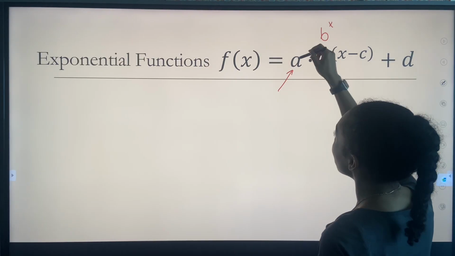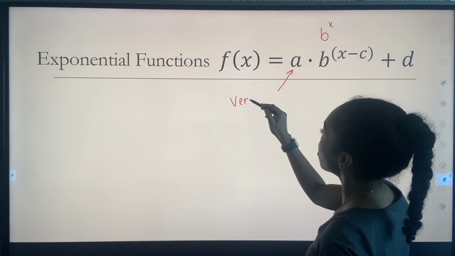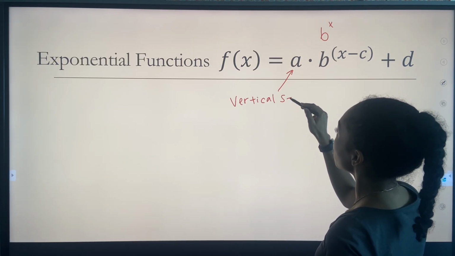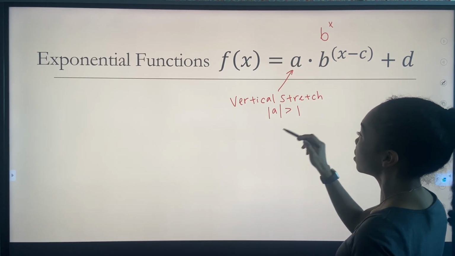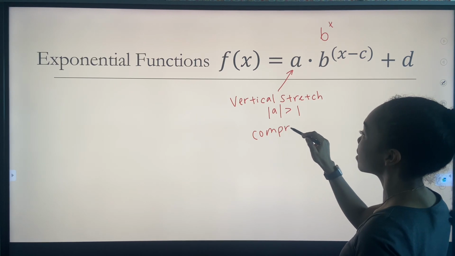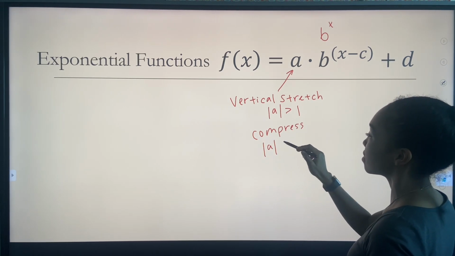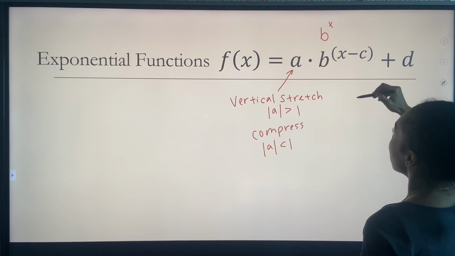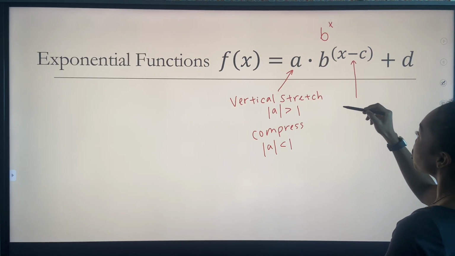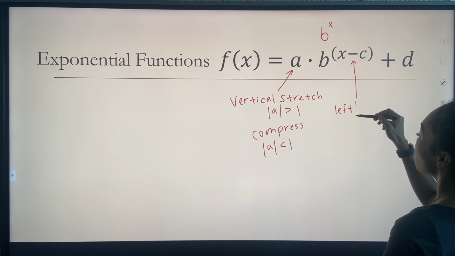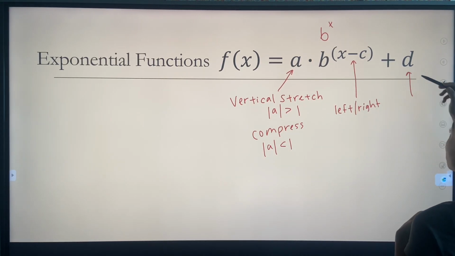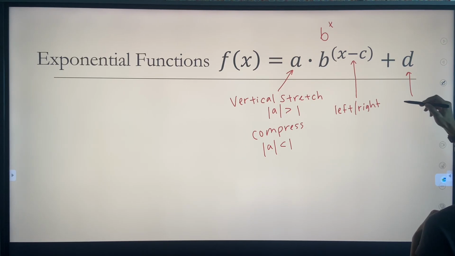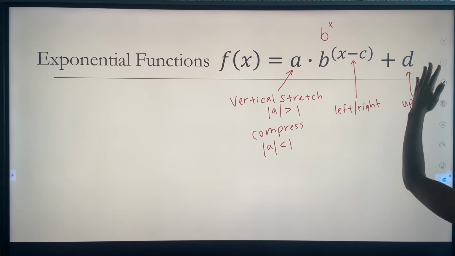This number in the front will be a vertical stretch if the absolute value of A is greater than 1, and it would be a vertical compress if the absolute value of A is less than 1. This C value will determine if it's shifted left or right. And this one, the D value, will determine whether it was translated up or down.